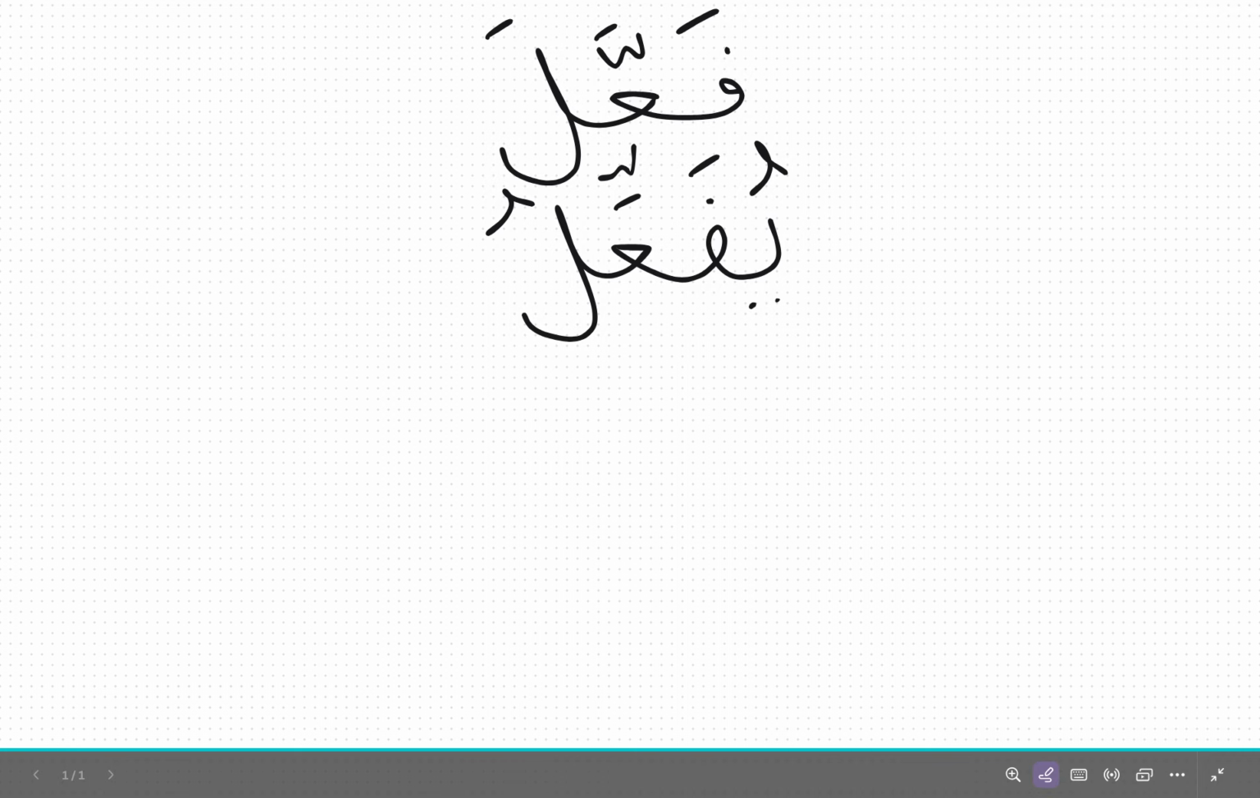Yufa'ilu. And the masdar will be what? Taf'ilan. This follows a set pattern, not like what you see with darasa, yadrusu, durusan, and then you have dhahaba, yadhabu, dhahaban. You notice there's a change. Daraba, yadribu, daraban. But here you're going to see fa'ala, yufa'ilu, taf'ila. So you're going to say what?